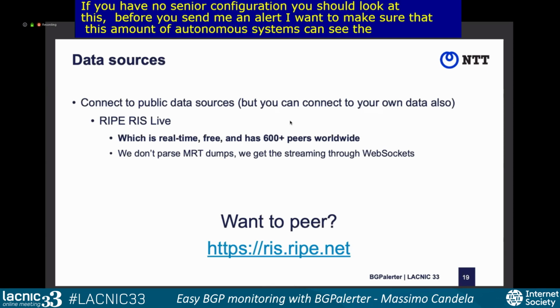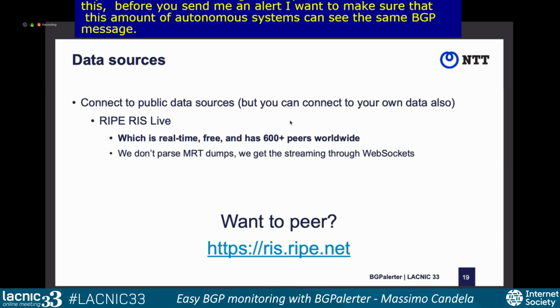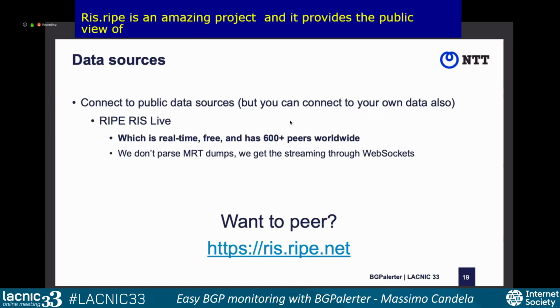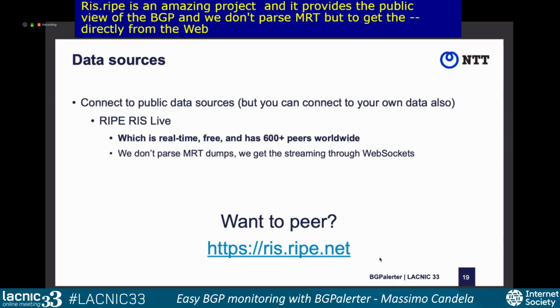So now, all this is happening, and it looks a bit mysterious where the data is coming from. Actually not, because there are public repositories, and among them RIPE RIS Live, which is an amazing project. It works in real time, has more than 600 peers worldwide, and basically these peers provide their public view of the BGP. We don't parse MRT, so that's why it's extremely fast, but we get the BGP updates directly with WebSocket from their route collectors. And if you want to peer with them, this is the link. And if you want to add your own data repository, you can also do that. It's extremely easy to do that.